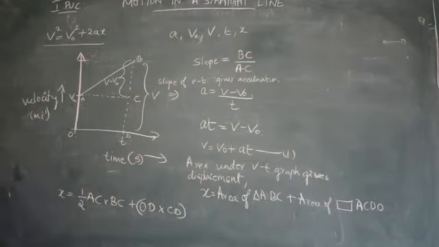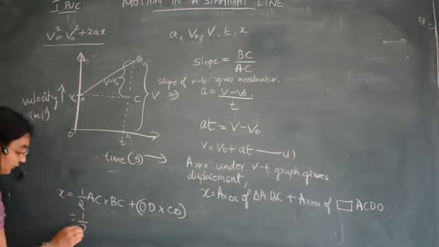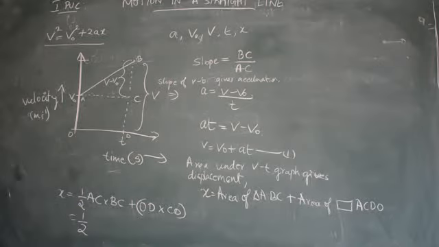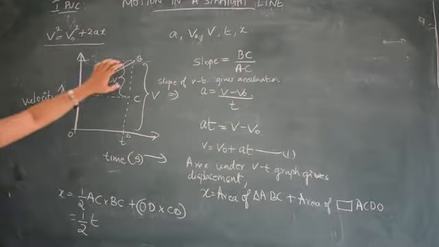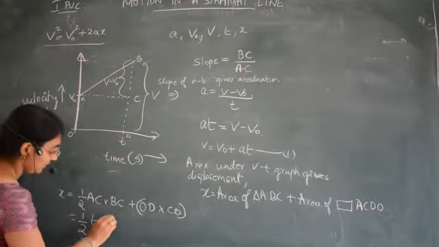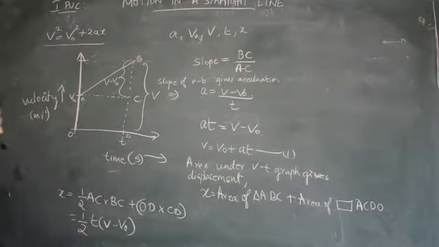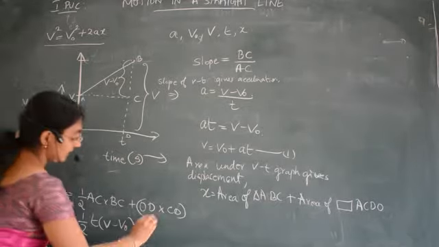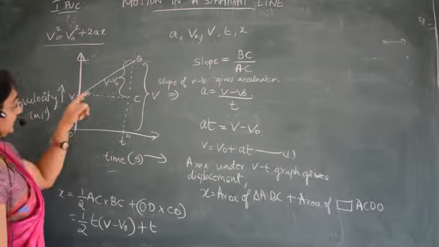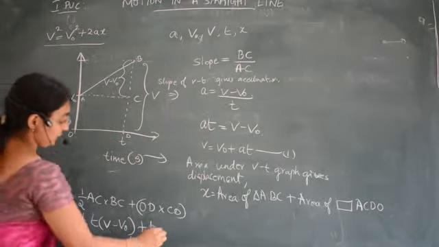Correct? Okay. Half AC is how much? T. What about BC? Where is our BC? This one. V minus V naught plus OD T. CD. What is this distance? V naught.